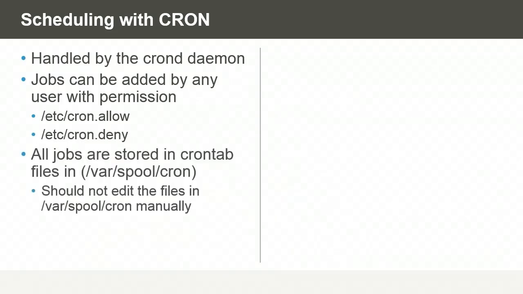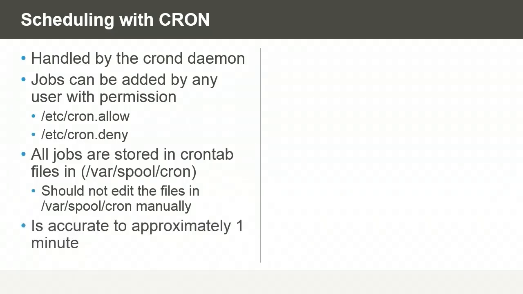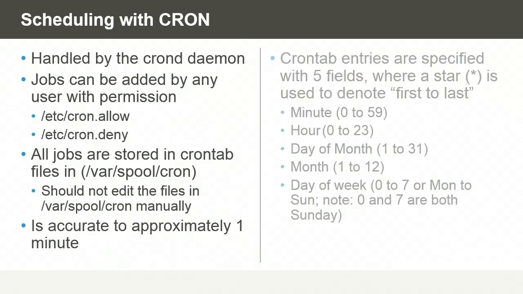Cron jobs are stored in the crontab file location, which is /var/spool/cron. We shouldn't edit these files manually. Instead, we should use the crontab command. Cron jobs are accurate down to approximately 1 minute. So if you want to schedule something to happen every few seconds, you can't do that with cron. Instead, you might consider using a systemd timer.